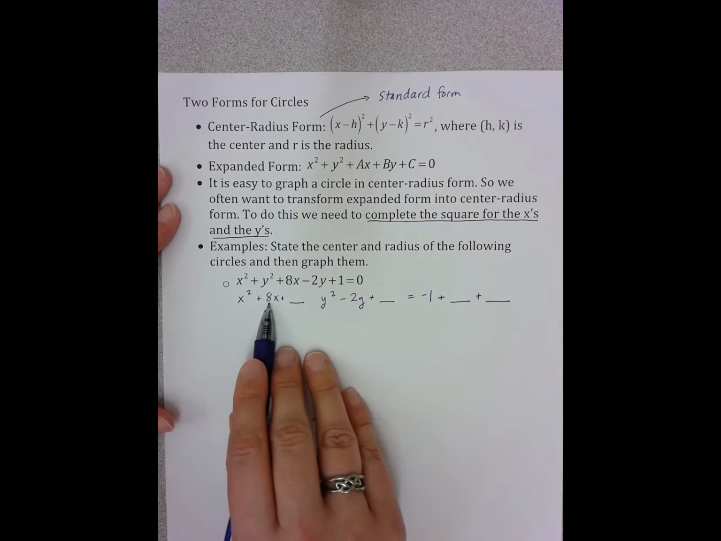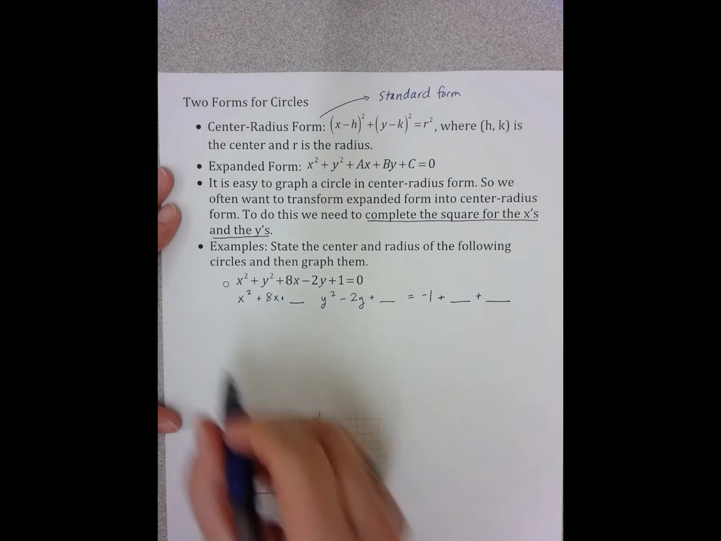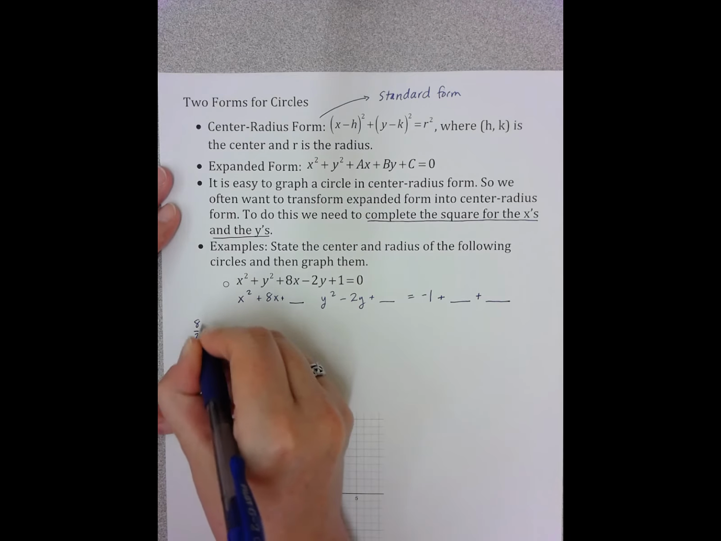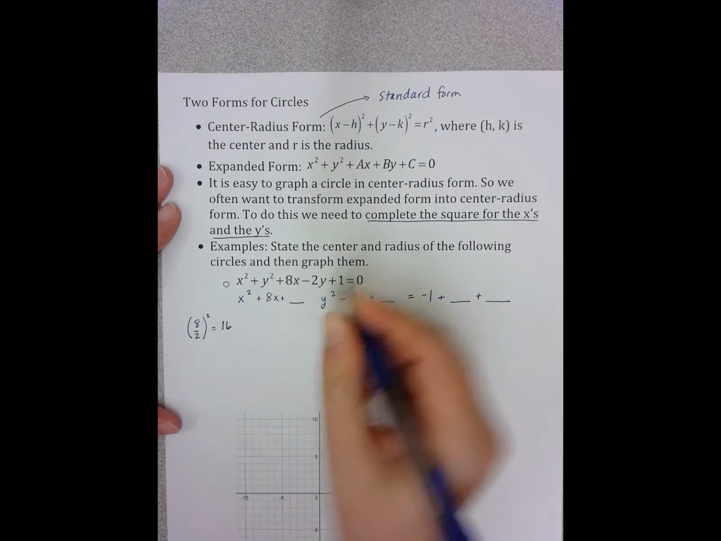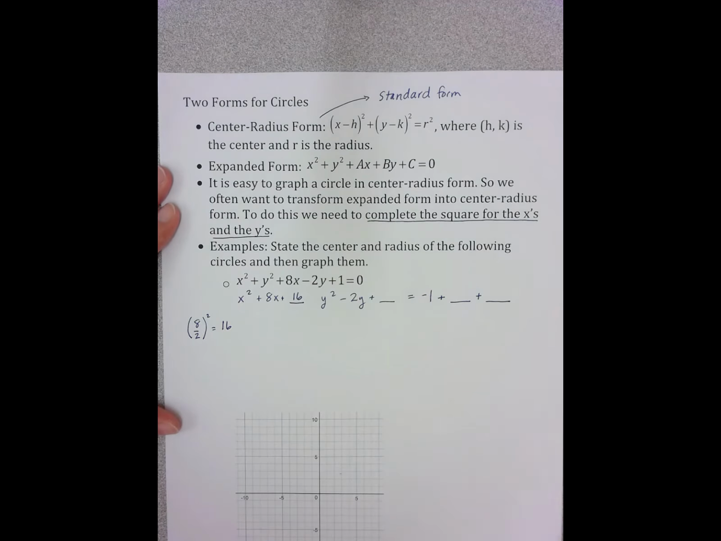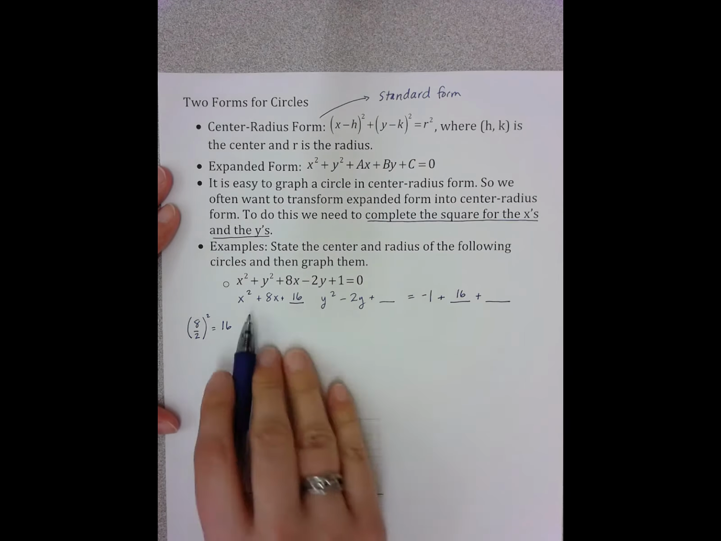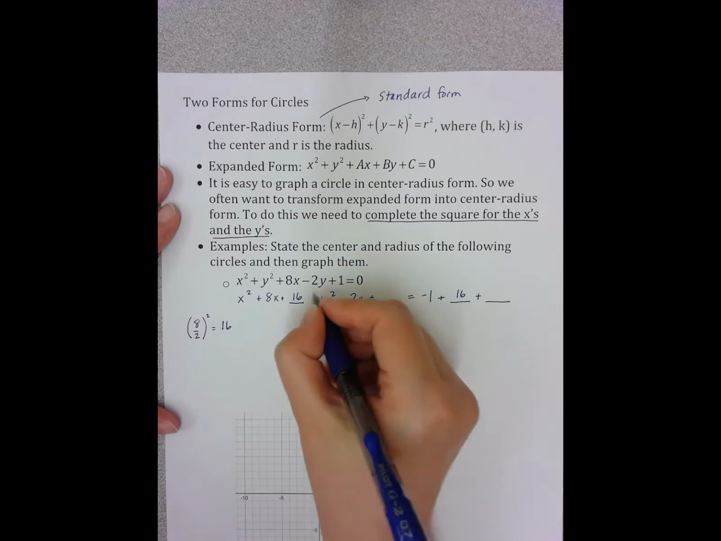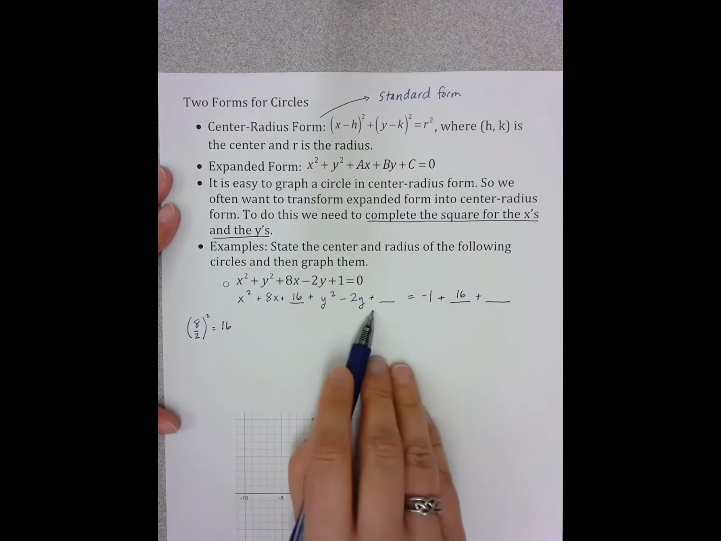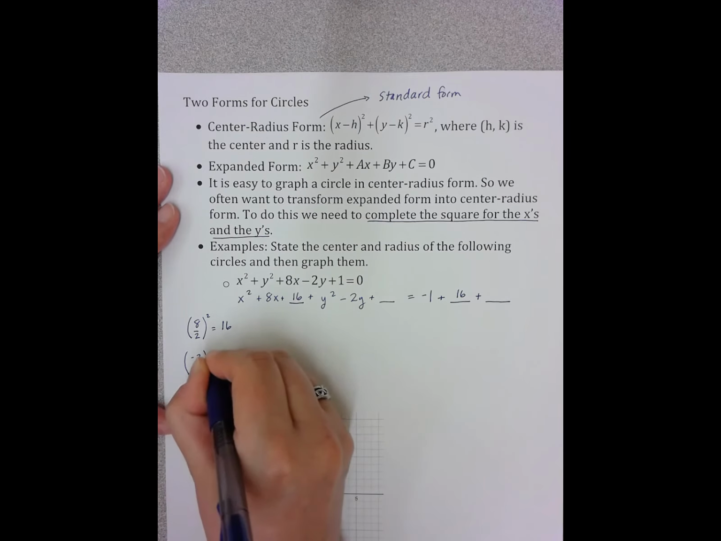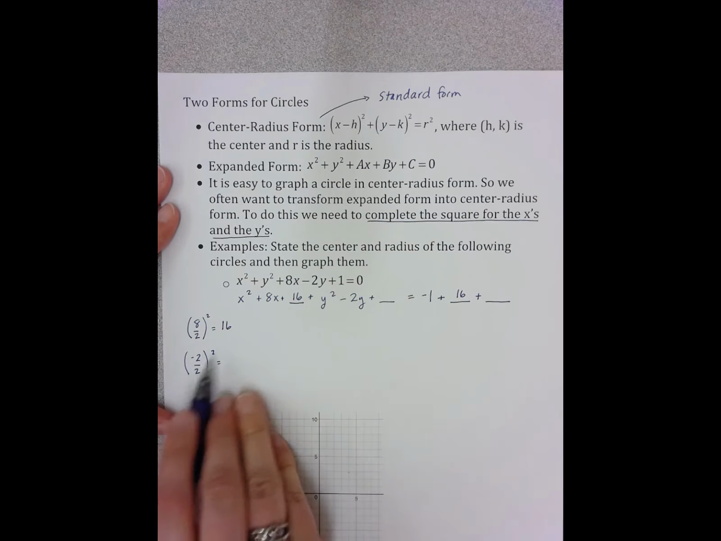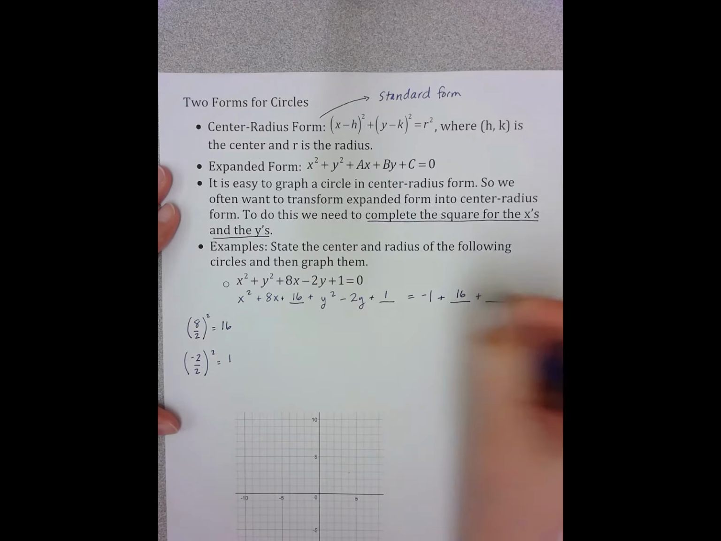So remember, completing the square, we take our b term, we divide it by 2, and we square it. So that gets us 4 divided by 2, which is 2, squared is 4, so I add 4 here and 4 here. That's for the x's. For the y's, I have a negative 2 as my b. I still divide that by 2 and square it. So that's negative 1 squared, which is positive 1. So I add 1 to both sides.